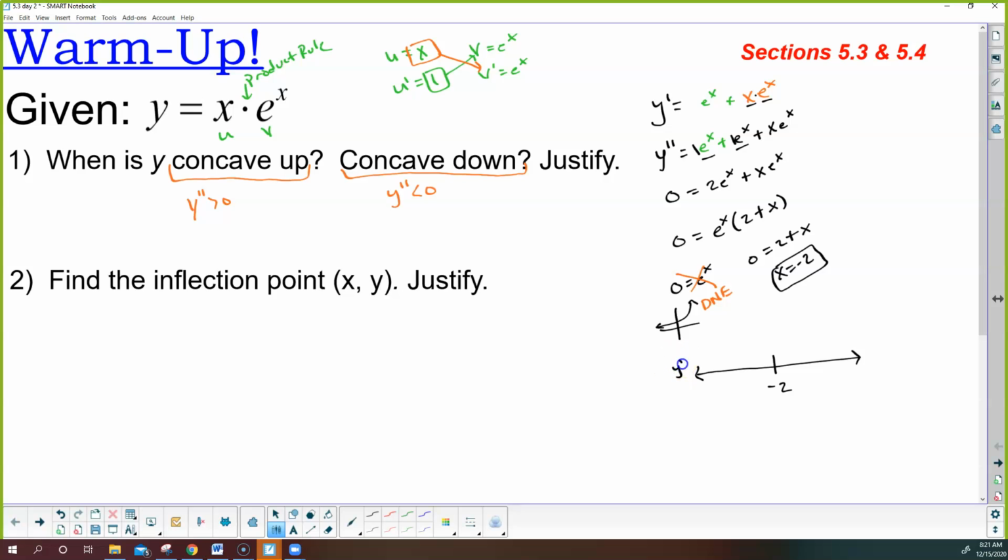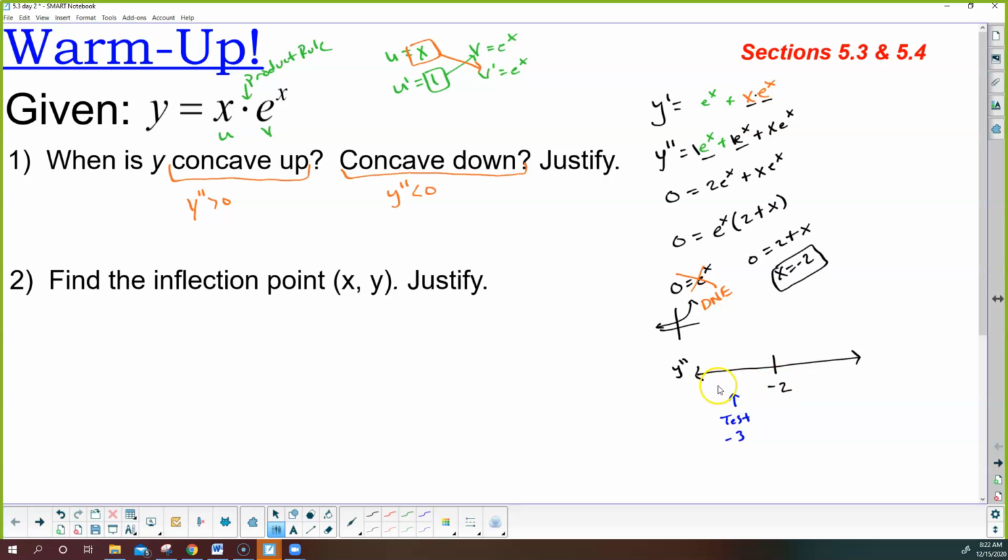So I'm going to label my sign chart as y double prime. And then a quick way to do this is we've got to test a point here. I'm going to test -3.